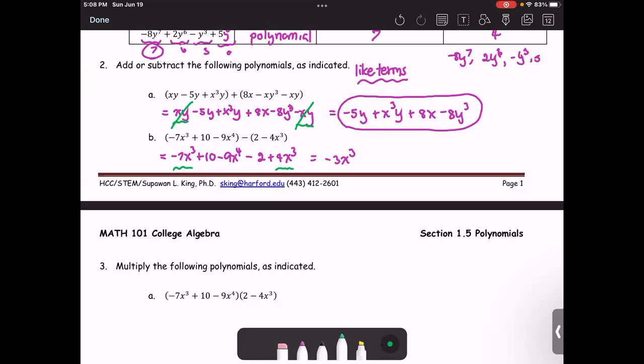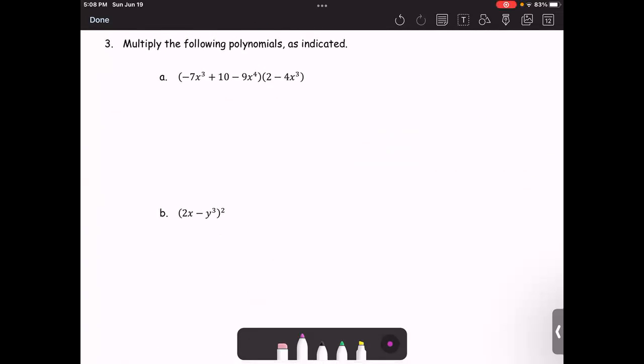The next part would be the number 10 and the number negative 2, which combine to positive 8. And then the last term, negative 9 times x to the fourth, is only a single term left, so there is no like term. We just carry it over. So the simplified expression for part B would be negative 3 times x to the third plus 8 minus 9x to the fourth.